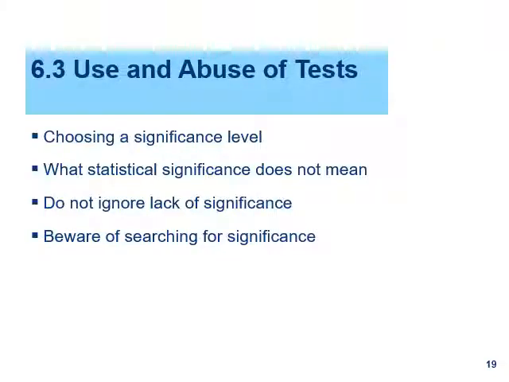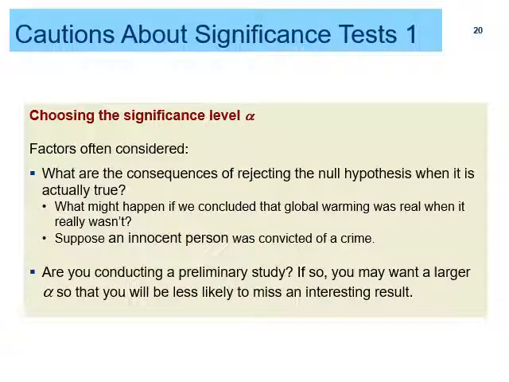Now, use and abuse of tests, and we will learn about these topics. So now we have seen in earlier examples that choosing the significance level alpha is very important. Factors often considered: what are the consequences of rejecting the null hypothesis when it is actually true? What might happen if we concluded that global warming was real when it really wasn't? Suppose an innocent person was convicted of a crime.